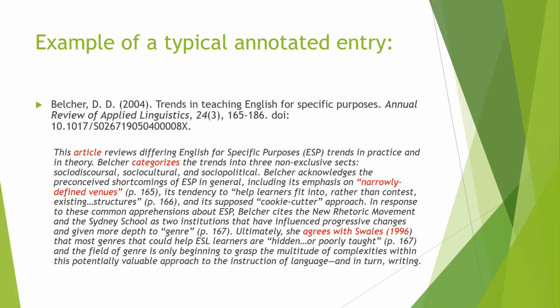Note that it performs several different tasks. By its choice of words, it indicates the kind of source. It's an article. By its use of appropriate verbs, we understand the point of the author. The author is categorizing three specific trends in practice and in theory. It quotes where appropriate and gives credit to the author in that way. Narrowly defined venues, for example, the tendency to, quote, help learners fit into, and so forth.